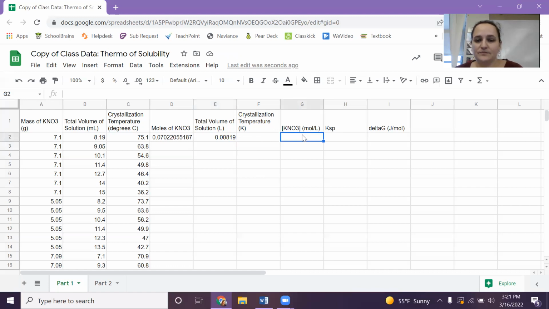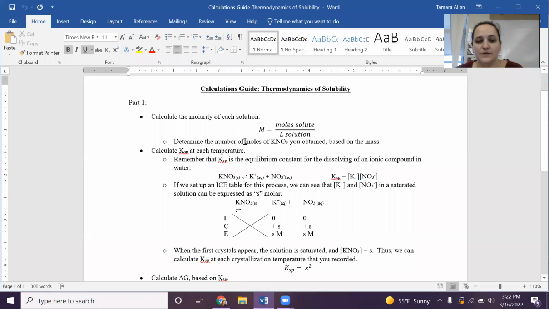So from here, the next thing we can do is to calculate our molarity. So we know that molarity is moles divided by liters. We now have those two values calculated in these cells over here. So this is just going to be my moles divided by my liters, and that gets me my molarity. So that was step 1 of our calculations, was to calculate the molarity of the solution. For now, I'm just doing the first trial, and then I'll show you how to copy and paste for all of the other ones.